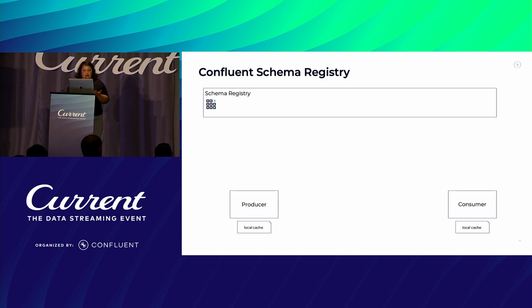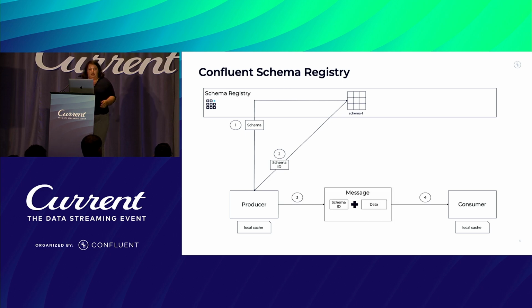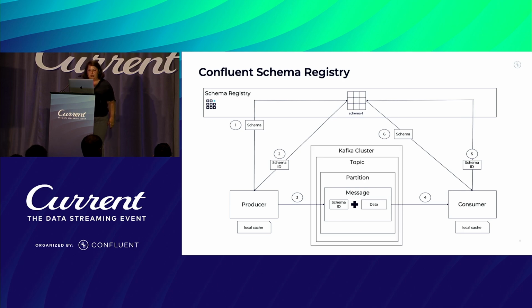So how does this work? We have the producer and the consumer who each have a local cache and the schema registry. When the producer wants to register a new schema, it sends the schema to the schema registry and gets back the schema ID and will store this in the local cache. The producer adds the schema ID to the message and sends it to the Kafka cluster. The consumer reads the message from the topic and checks if it has the schema for the provided schema ID in its local cache. And if it doesn't, it calls the schema registry with the schema ID and gets the schema back. The schema is then stored in the local cache.